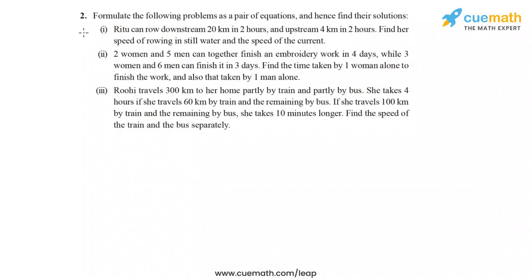Question 2 of this exercise says, formulate the following problems as a pair of equations and hence find their solutions. So we are given these three word problems, and in each problem we have to formulate a pair of equations for the given situations and find the solution for that pair of equations. So let's start with the first part.